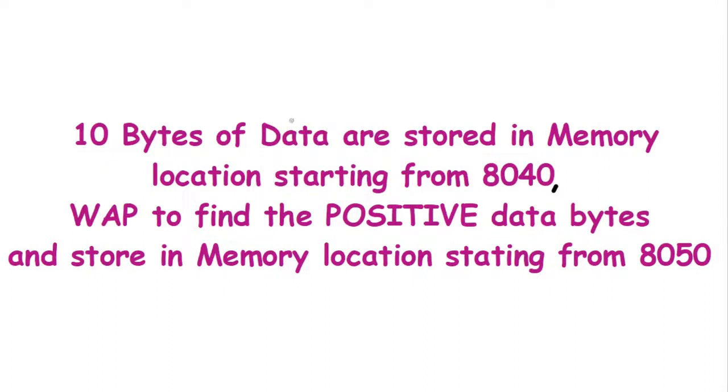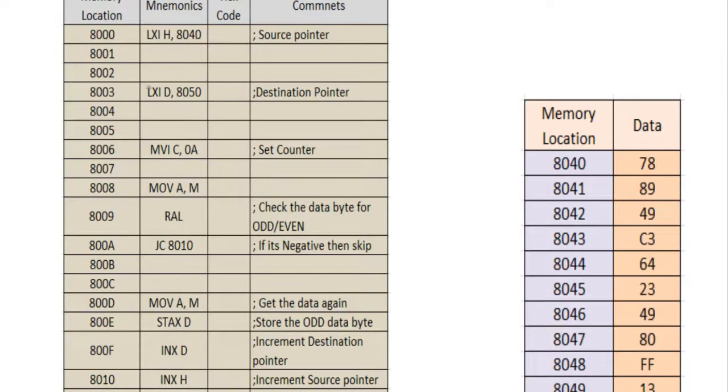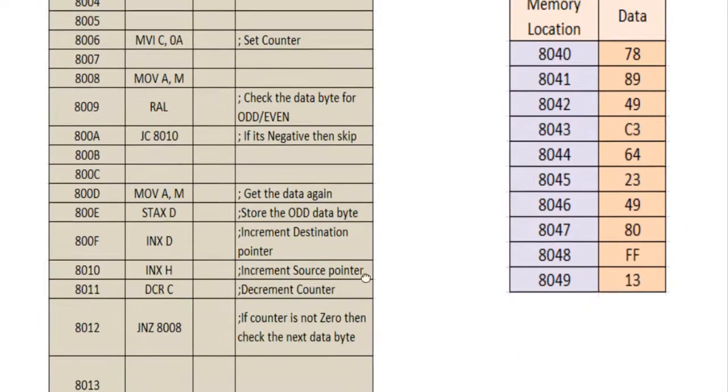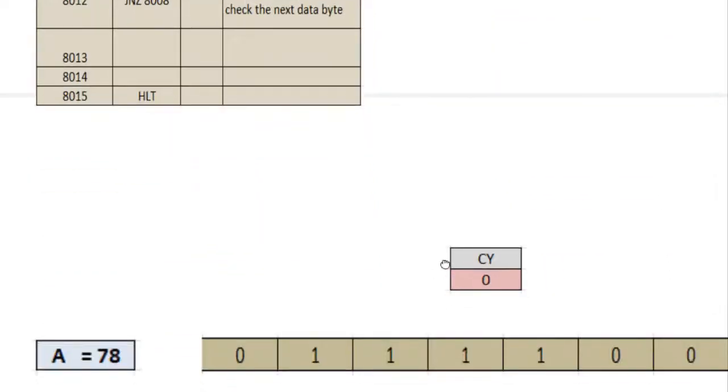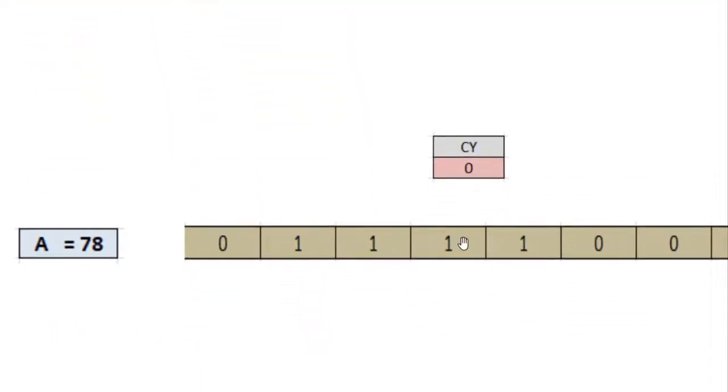Generally we use unsigned numbers, but in this case, because we need to consider positive and negative data, we are considering signed numbers. Okay, so this is the particular program. Before doing the program, let us study the logic behind this. What is the logic in finding the positive and the negative numbers?